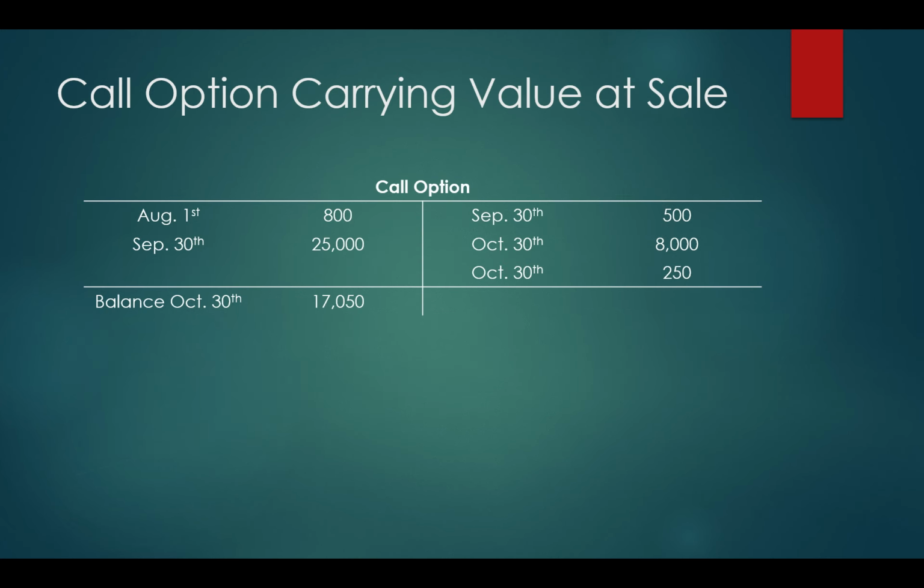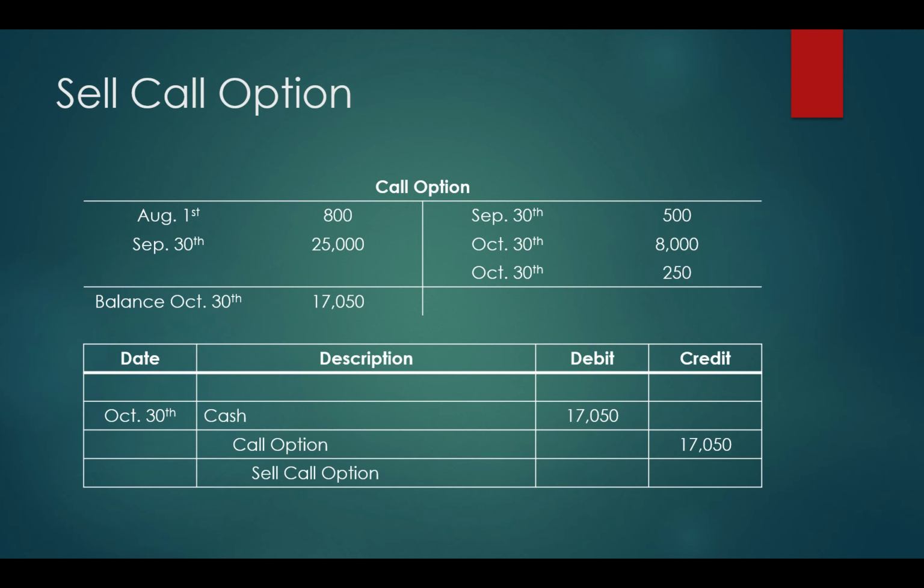Now we can calculate the carrying value of the call option using a T account. We see that the entries for purchasing and the various adjustments give us a carrying value of $17,050. This should make sense since we're told the time value is $50 and we calculated the intrinsic value to be $17,000. To record the sale, we debit cash for $17,050 and credit the call option account for $17,050. This zeroes out the call option account.